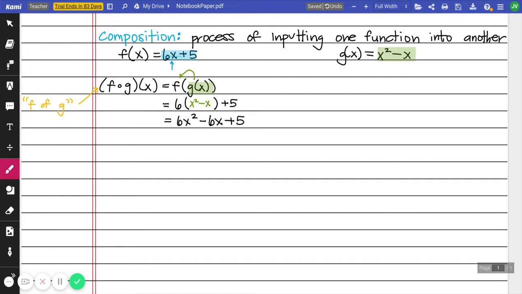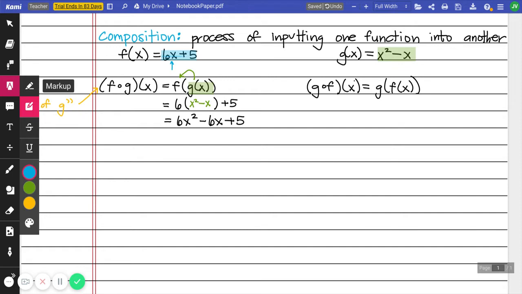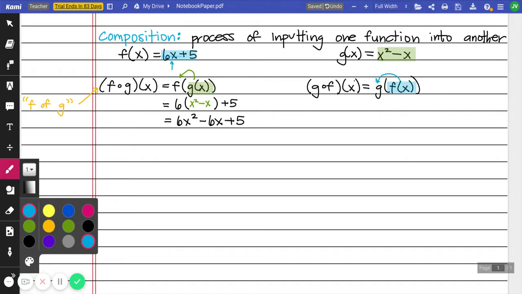We can also go the other way. We can say g of f of x. And when we say that, that means that f is now the inside function. So f is going to be put into g. Now there are two places in g that have an x on them, which means I'm going to need two sets of parentheses for my substitution. Six x plus 5 is going to go everywhere there was an x.